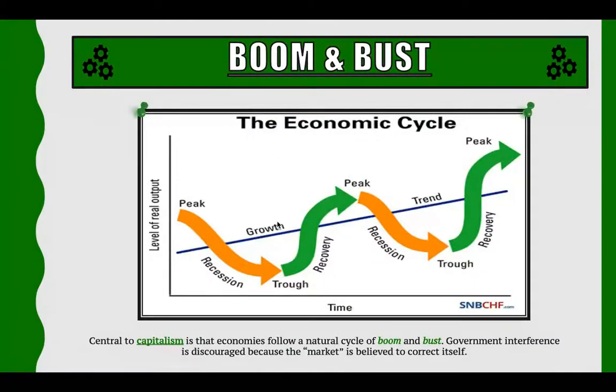So in capitalism, a capitalist would argue that this follows a boom-bust cycle. This is simply a recession, this is a trough, and then eventually there will be a recovery, the market will self-correct, and things will get better. The problem, though, becomes in the meantime, people are starving.